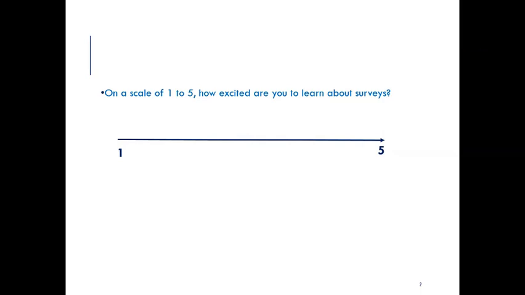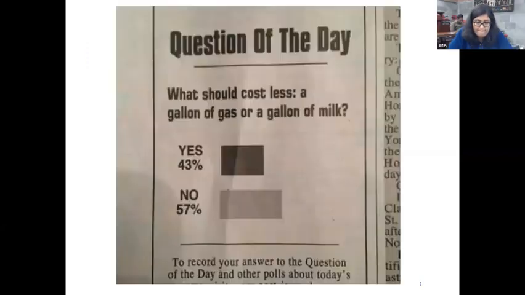Now let's look at another slide. And this is a newspaper clipping. Question of the day: what should cost less, a gallon of gas or a gallon of milk? Now, maybe one person could tell me, what do they think about this question?